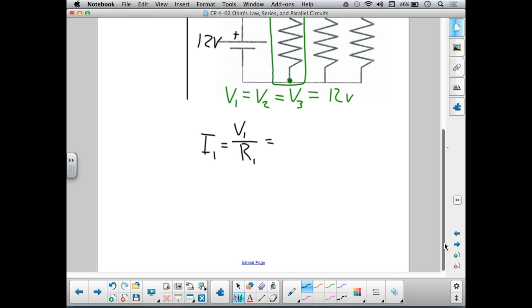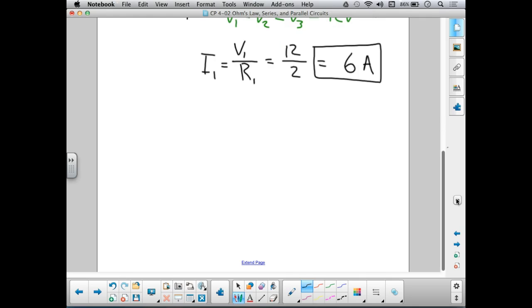I know the voltage across path number 1. It's 12 volts, just as it is for all the other paths. The resistance down path 1 is 2 ohms. So I'm going to put a 2 there. I divide 12 by 2, and I get a value of 6. The value doesn't mean anything until I put units on it, and I know the units of current are amps. So current through path 1 is 6 amps. I can do the same thing for path 2.